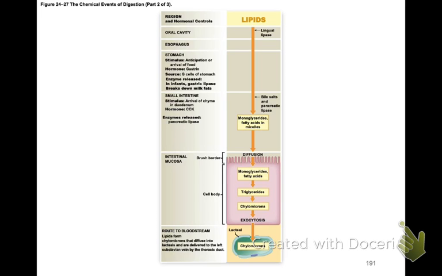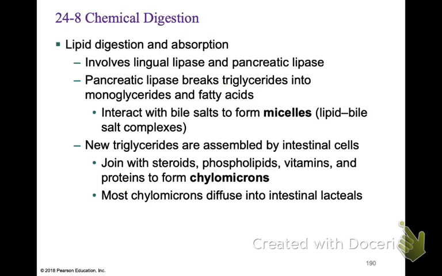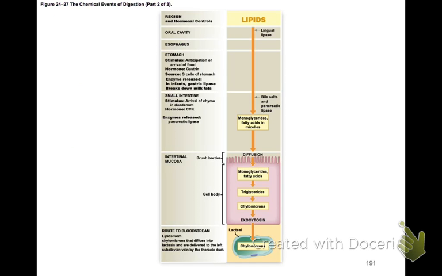Look at the intestinal mucosal cell. We're going to take our monoglycerides and fatty acids, build them back into triglycerides. We're going to combine them. Let's go back to the previous slide. Combine them with steroids, phospholipids, vitamins, and proteins. We're going to form a lipoprotein called a chylomicron.